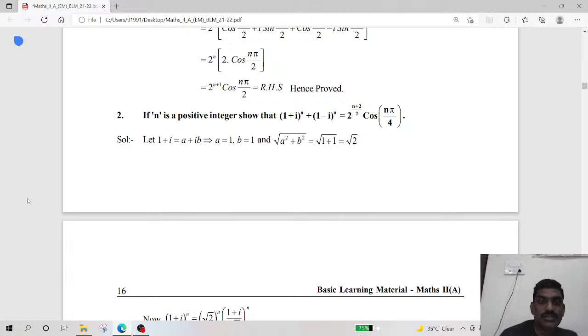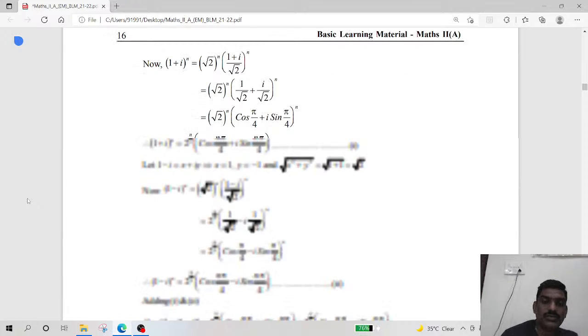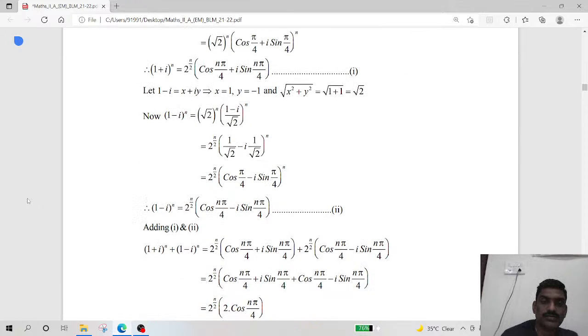Next, if n is a positive integer, show that 1 plus i whole power n plus 1 minus i whole power n is equal to, same question, but here the power is n. In the previous question the power is 2n, here the power is n. We have to follow the same process, there is no change at all.